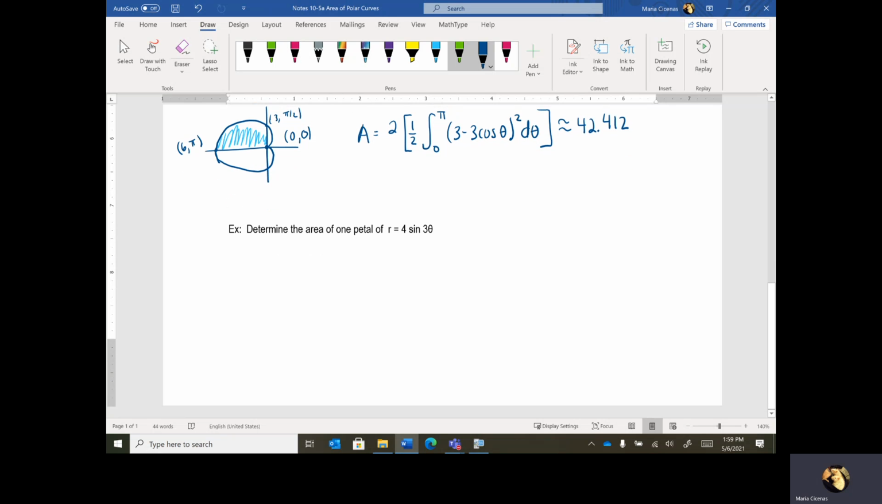All right, our last example for the day, we're going to find the area of just one petal of this rose. How many does it have? Well, it's an odd value, so there's going to be 3 petals. The sine's first petal is always in quadrant 1, so I know it's going to look like this. My petals are always a little lopsided. I know they'll be going out to a length of 4.